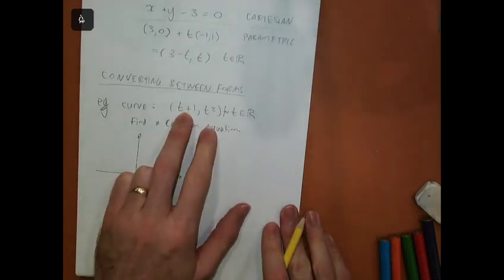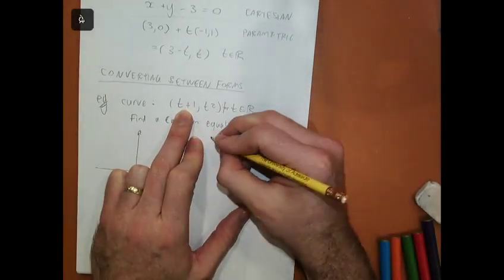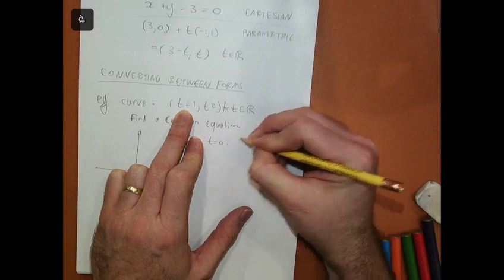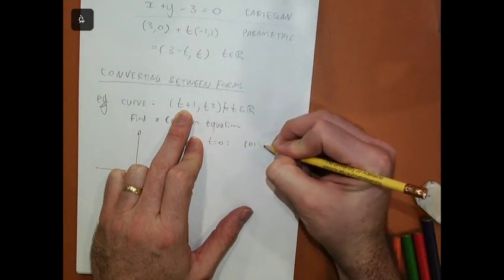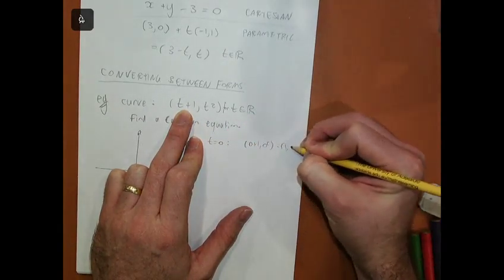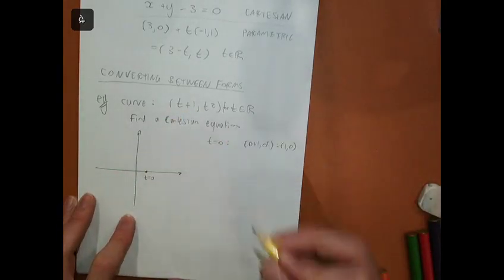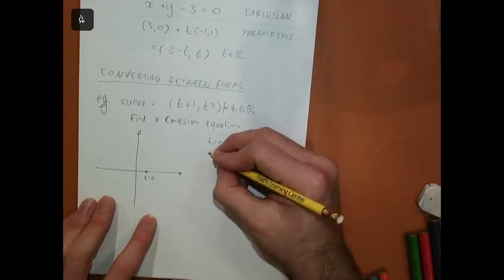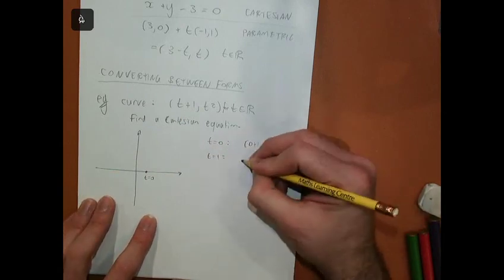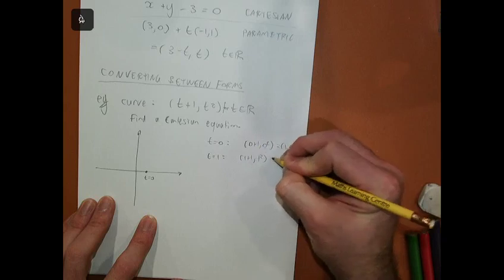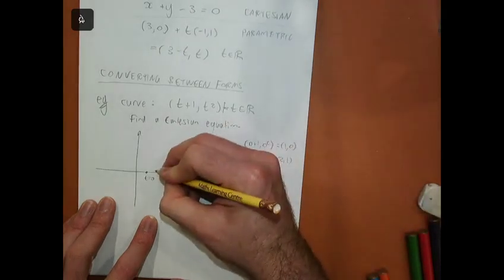All right, when t is equal to 0, I get 0 plus 1, 0 squared, which is (1, 0). And that's this point just here. t equals 0. All right, when t is equal to 1, I get 1 plus 1, 1 squared, which is (2, 1), which is just here.